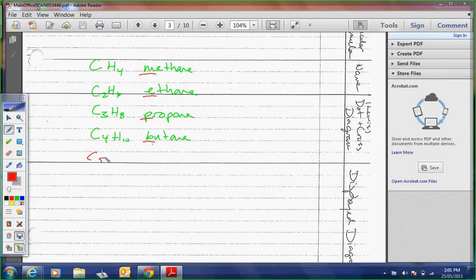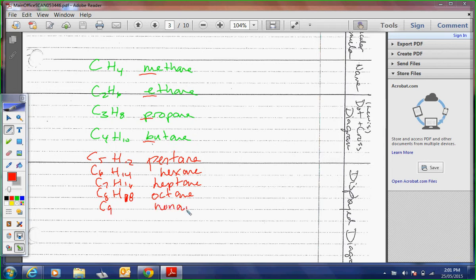So C5, H12 is, 5-sided shape is pent. So this is pentane. C6, hex. C7, H16, heptane. C8, H18. What's C8? Octane. C9, nonane. And C10, decane. Okay, they all ended in ane.